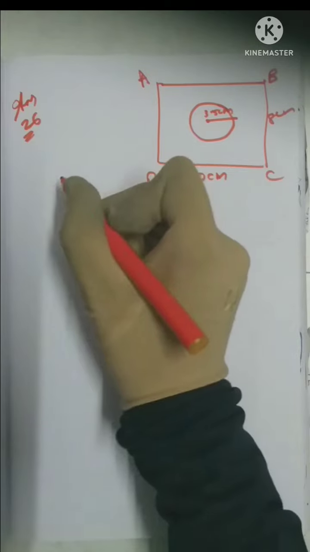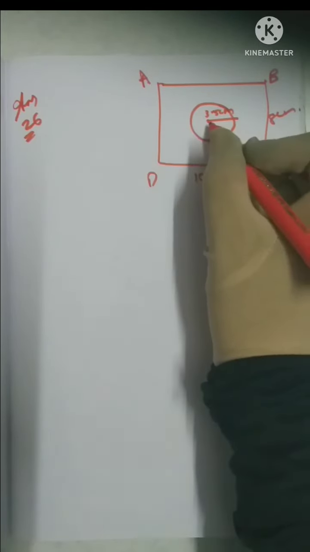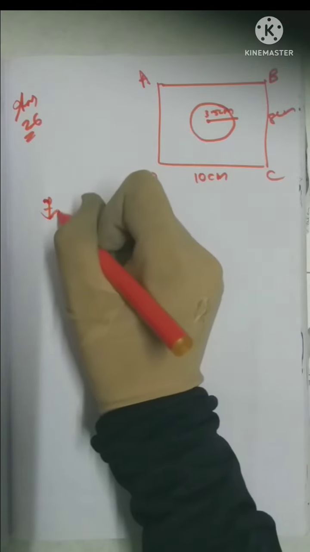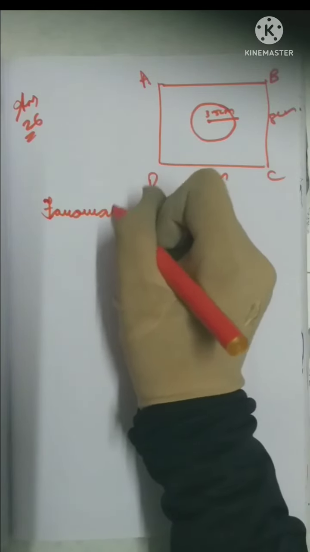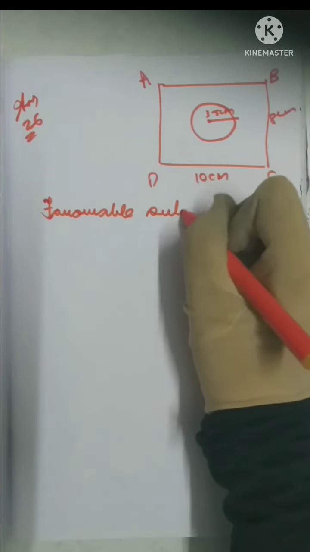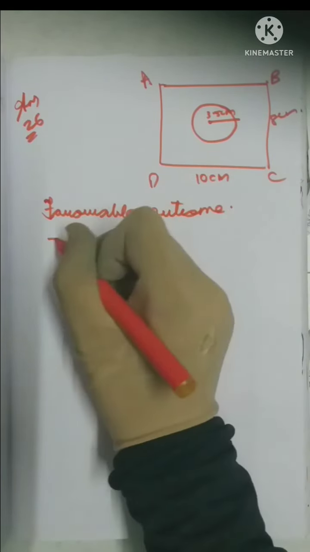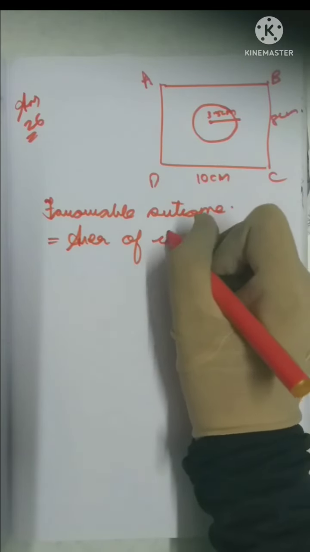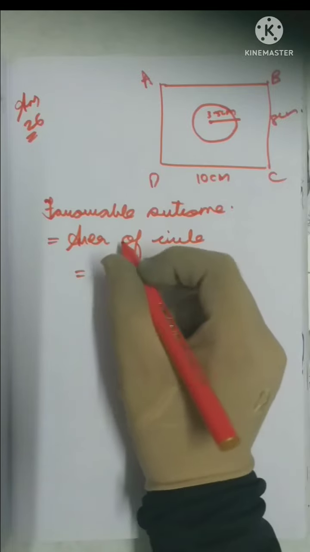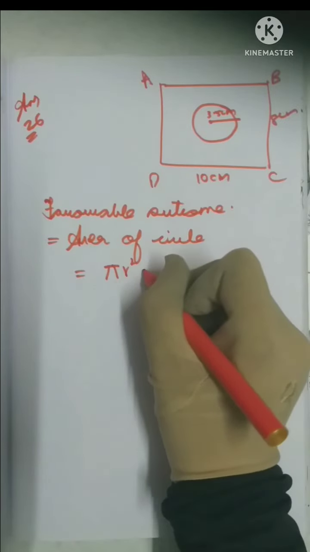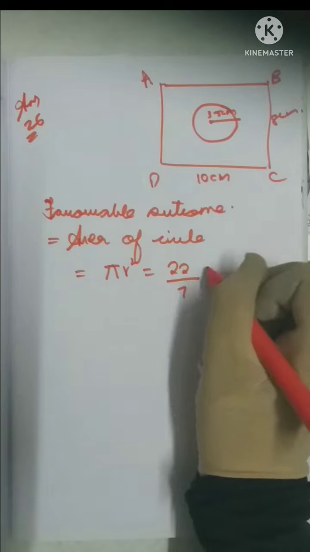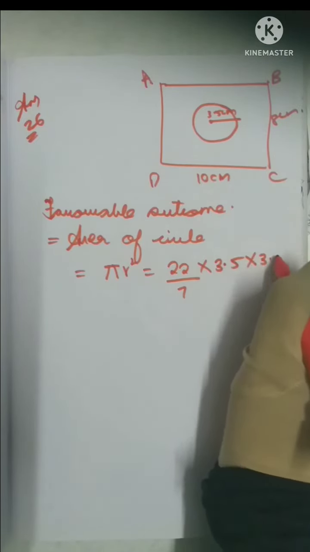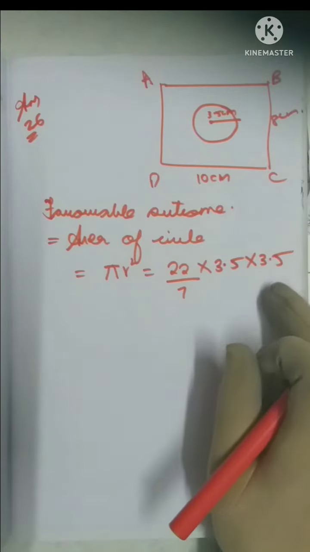So here, what is the probability we have to find out? That it lies inside the circle. So first we have to find out what is the favorable outcome. That is, what is the chance that die will lie inside area of circle. Favorable outcome here is area of circle. That is nothing but, what is the formula of area of circle? Pi r square. Pi is 22 by 7 into r is 3.5 given to us in the question. R square means r into r is 3.5, so 3.5 into 3.5.